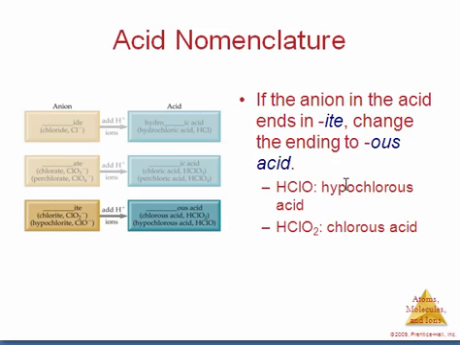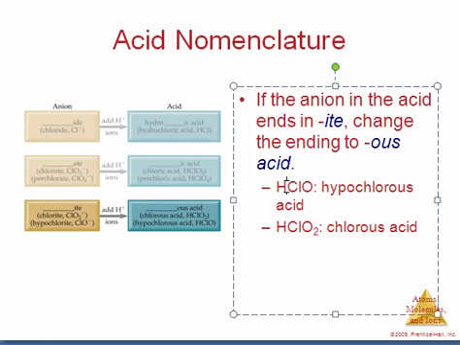Now, let's look at our oxyanions, these polyatomic ions that have oxygen in them. If the anion name in the acid ends in "ite," change the "ite" to "ous" acid. And the way I remember this is "I," "us," because there are two pronouns, I and us. So "ite," "ous." So here's HClO. Here is our H. We look at the anion. This is hypochlorite. So the name would be hypochlorous acid.